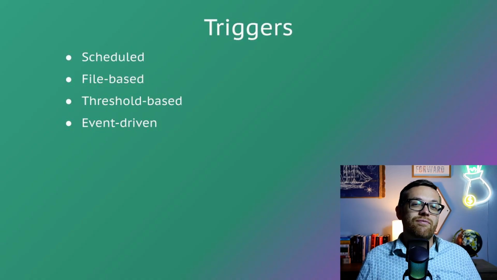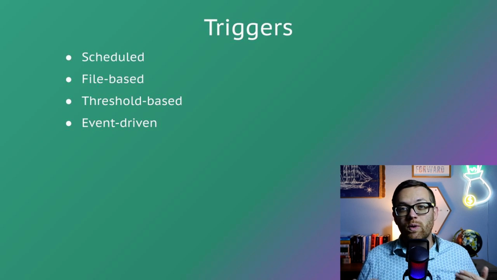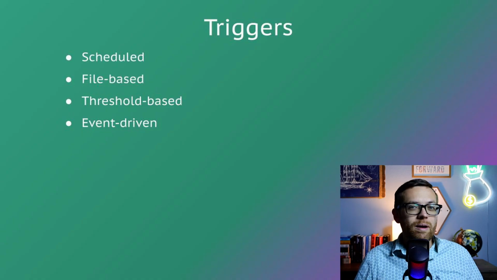Now, triggers answer a very simple question, which is when the work starts. Whether that's every morning at 8 a.m., when a bank file hits a folder, or when a balance drops below a minimum. And most Treasury teams already run on triggers. They just don't call them that. So automation is really just formalizing what you're already doing informally.